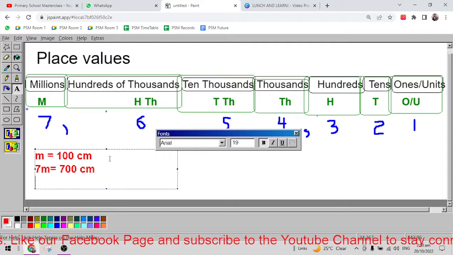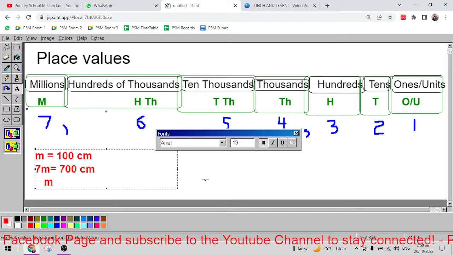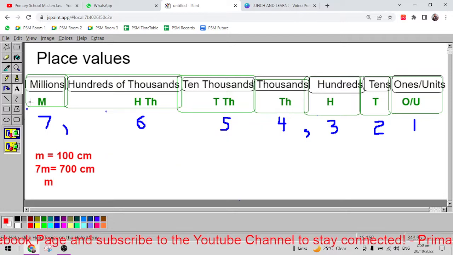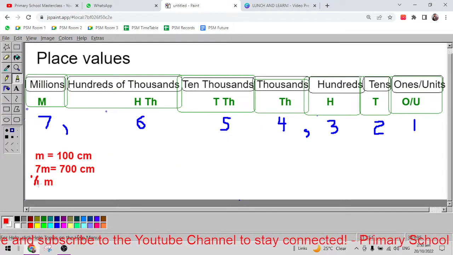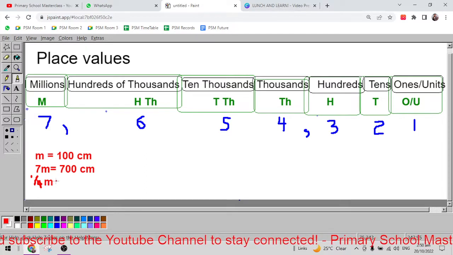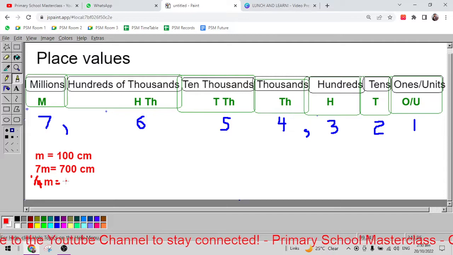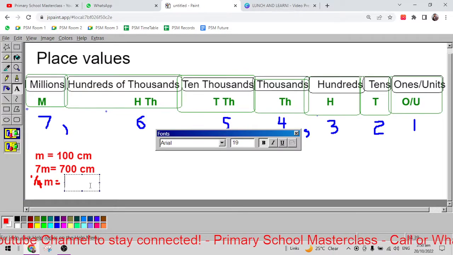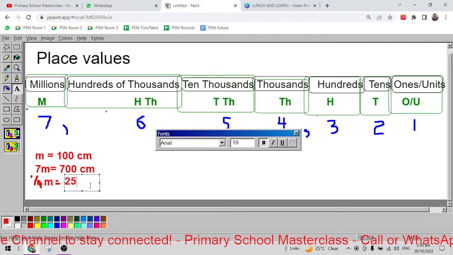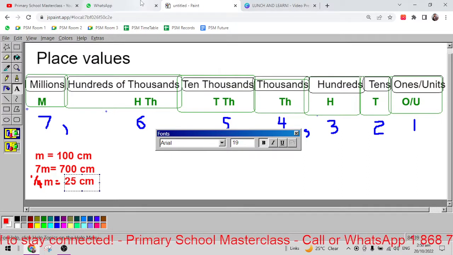A quarter meter, 1/4 meter. I'm gonna write here 1/4. 1/4 is equal to a quarter of 100, which is 25. So a quarter meter is equal to 25 centimeters.